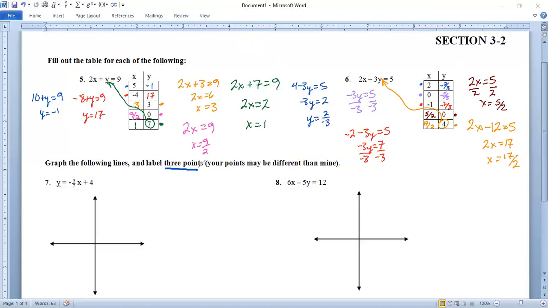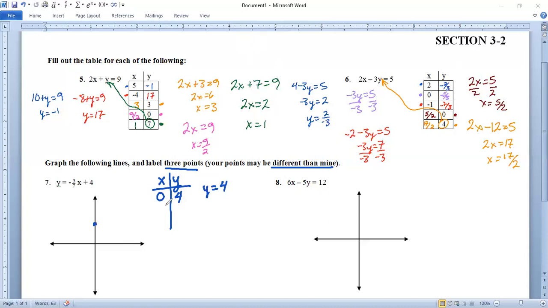Label 3 points. It doesn't tell us which ones to stick in, and we could be sticking in very different ones. So we get to pick the numbers to stick in. Good, because there are some that are easier than others. So let's try 3 points. I'm going to do 0 for x. I like sticking that one in, and we get y equals -3/7 times 0 is 0 plus 4. We get y equals 4. So 0, 4 will be about right there.